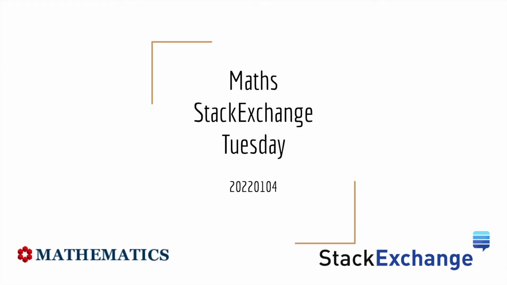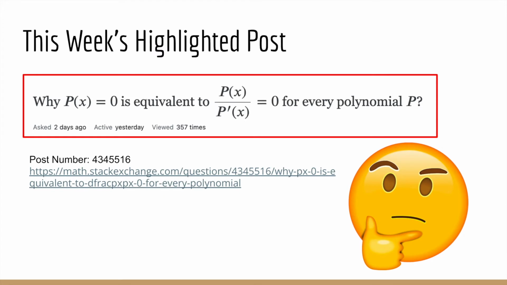This is the first video of the series, and in this series we will look at some interesting questions asked on Math Stack Exchange and appreciate the excellent answers to those questions. This week's highlighted post is why p(x) equal to 0 is equivalent to p(x) over p'(x) equal to 0 for every polynomial p. The corresponding post number on Math Stack Exchange is 4345516. The link is also provided in the description.